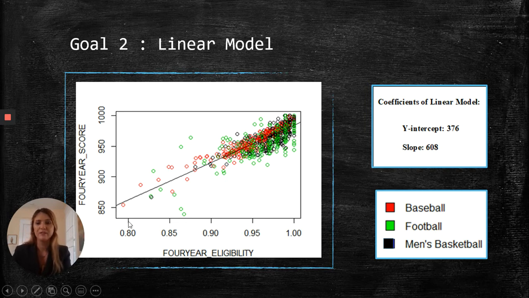The y-intercept is 376. In this case, a 0% eligibility rate probably isn't possible, since that would mean all of the players on a team are ineligible, so that doesn't really have any intrinsic value. But the slope is saying that for every 1 percentage point increase, it increases by 608. Or, not 1 percentage point, so like by 1 whole point, it increases by 608.